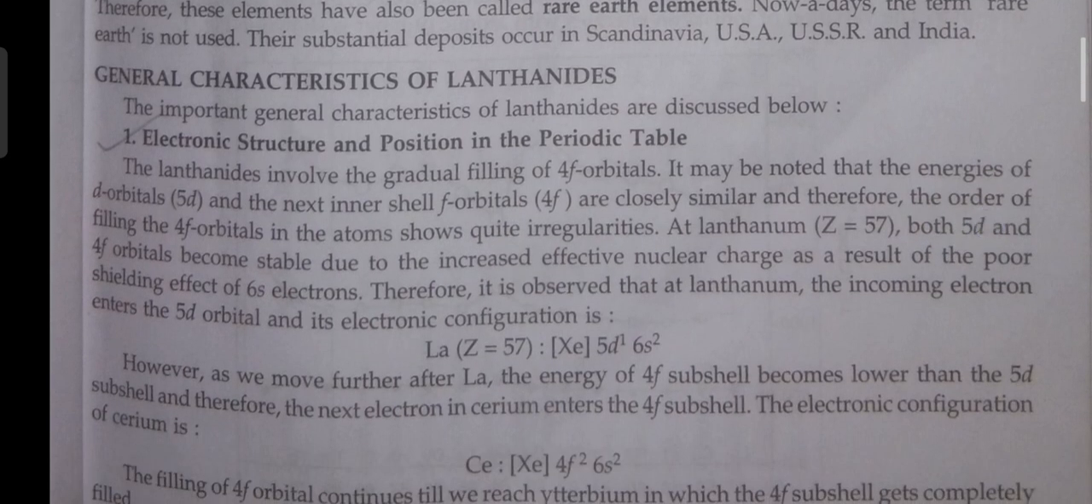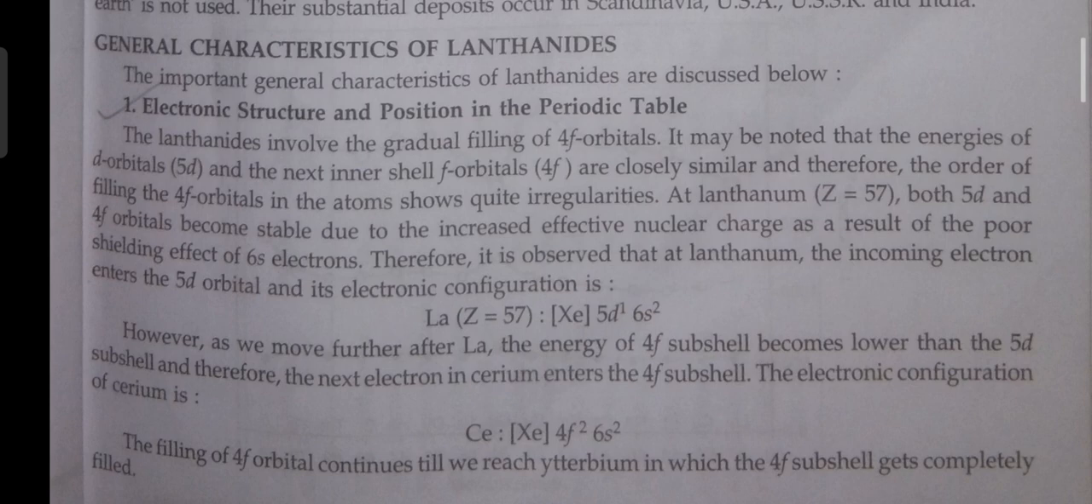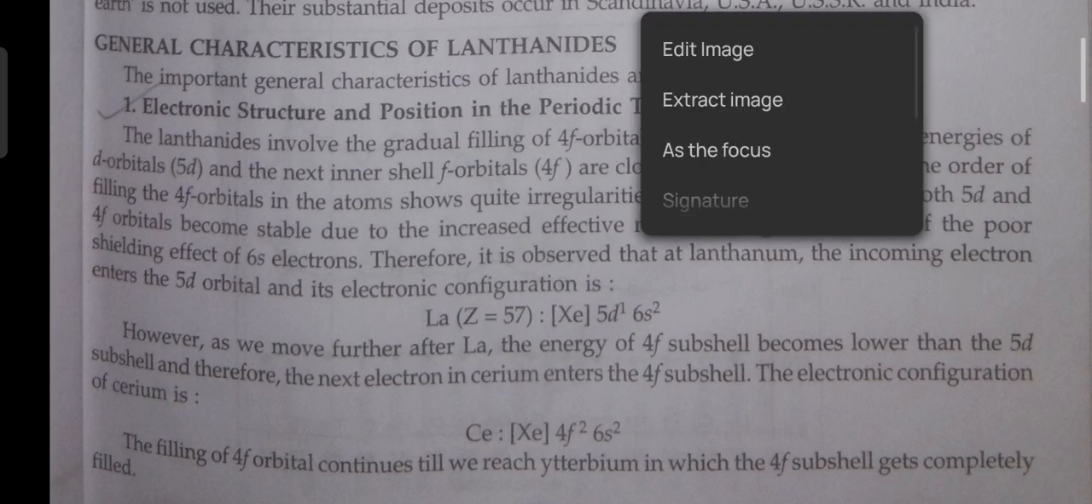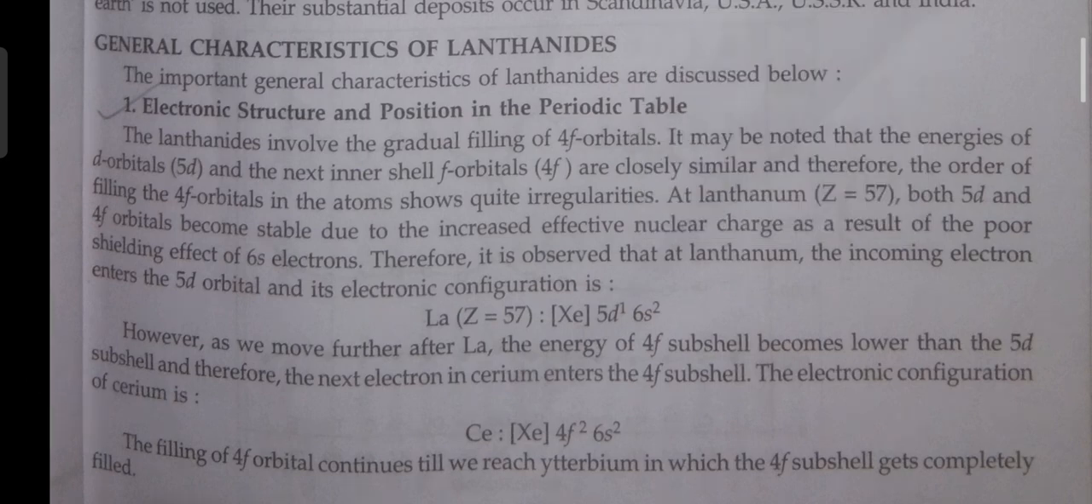General characteristics of lanthanides. The important general characteristics of lanthanides are discussed below. Electronic structure and position in the periodic table. The lanthanides involve the gradual filling of 4f orbitals. It may be noted that the energies of 4d, 5d and inner shell f orbitals are closely similar, and therefore the order of filling of 4f orbitals in the atoms shows quite irregularities.